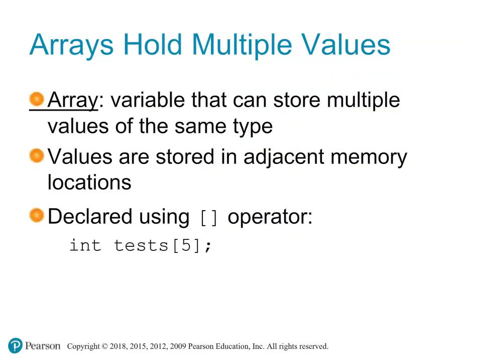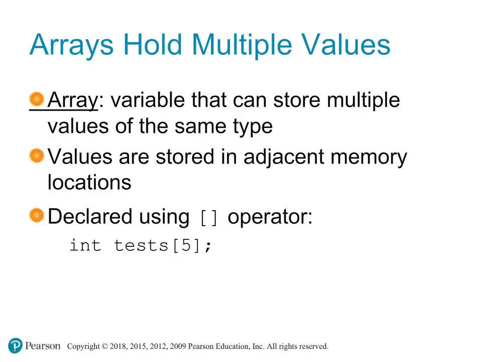An array is a collection of elements, each identified by an array index. All elements in an array must be the same type. Arrays are used to store multiple values in a single variable, and these values are stored in adjacent memory locations for efficient access. You can declare an array using the square brackets.